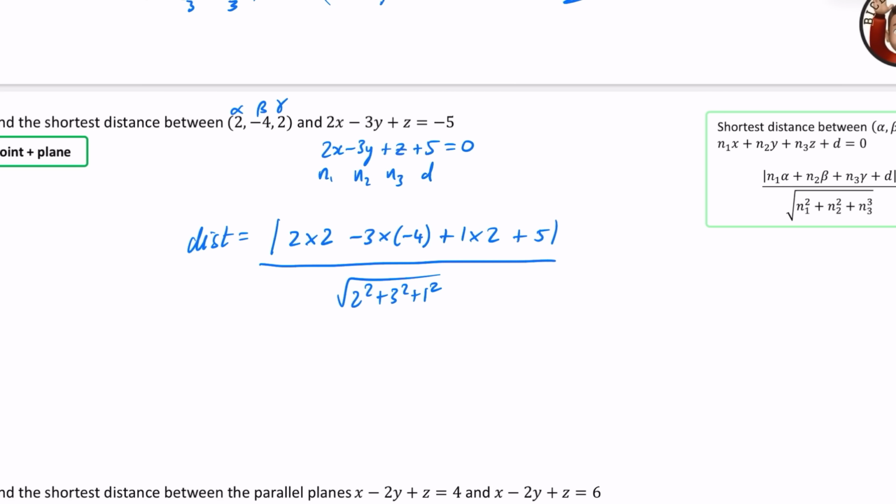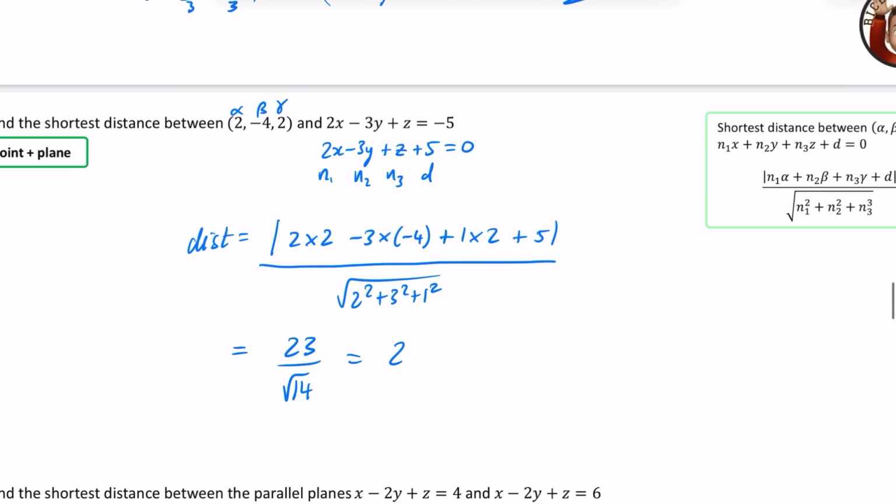So the numerator is 4 plus 12 plus 2 plus 5, which is 23. We don't need to even worry about the magnitude for this. And the denominator has a 2 squared, which is 4, 3 squared is 9, and 1 squared is 1. So it's 23 over root 14. And if we rationalize that, it's 23 root 14 over 14.